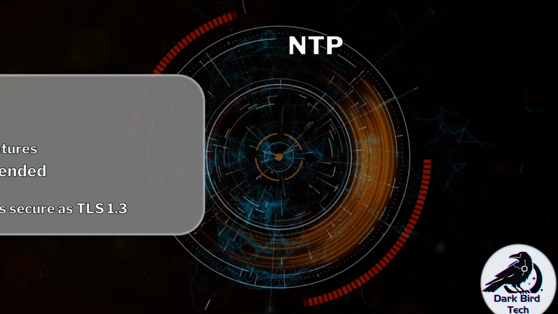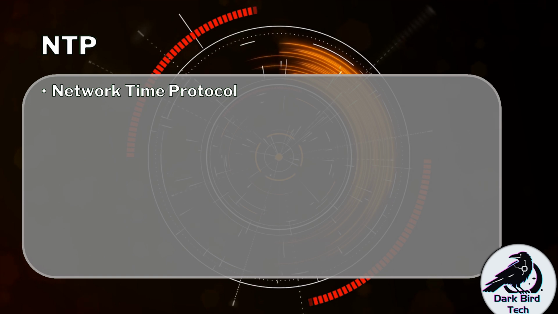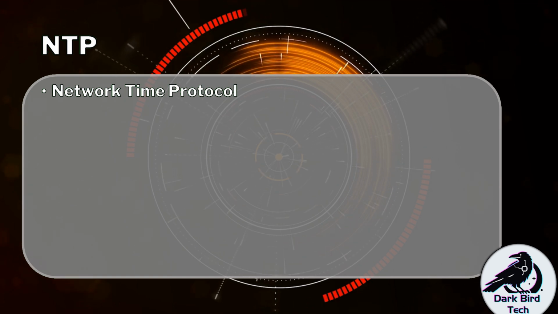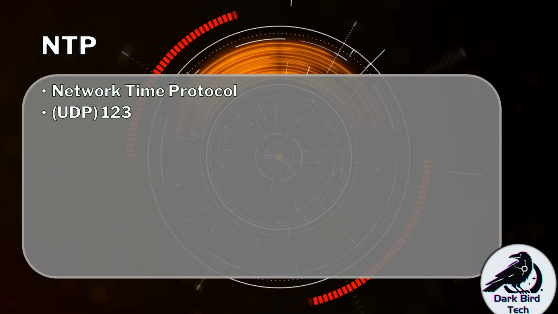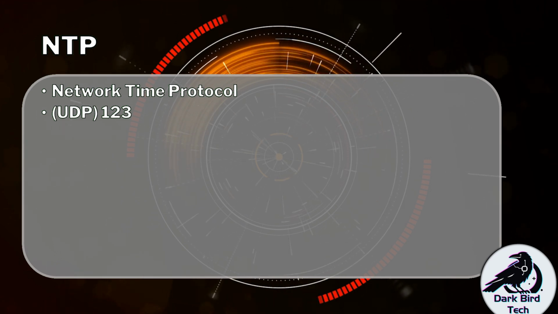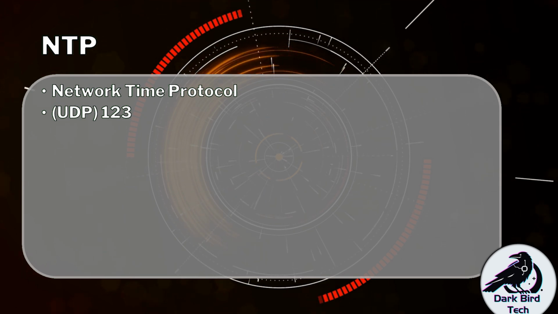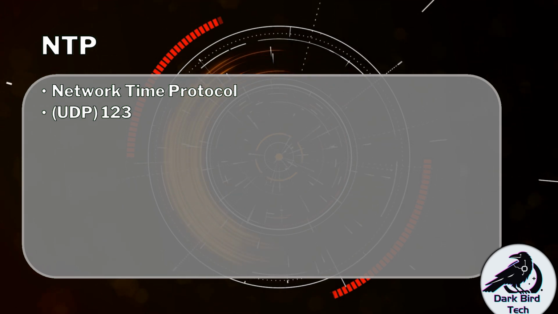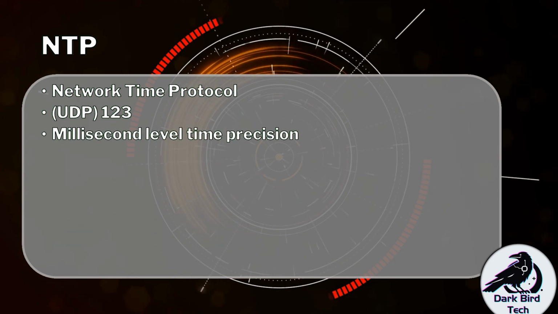Now let's talk about time with NTP, or the Network Time Protocol. It has one of the easiest to remember port numbers, 123, and it uses UDP for transport services. And NTP offers us network time synchronization, where we can go and check what the time is with a network server, and it can do this down to a millisecond level of precision.